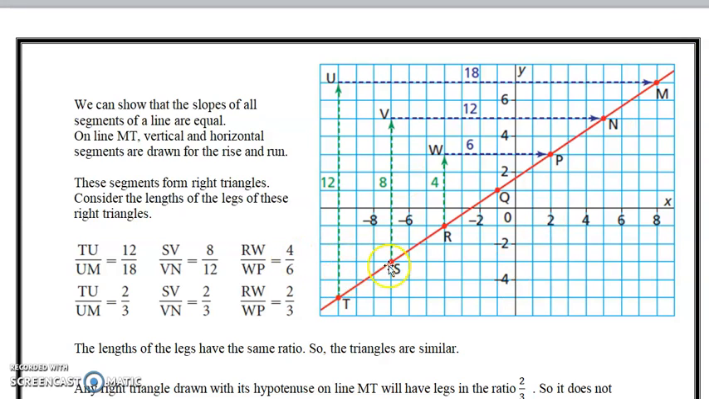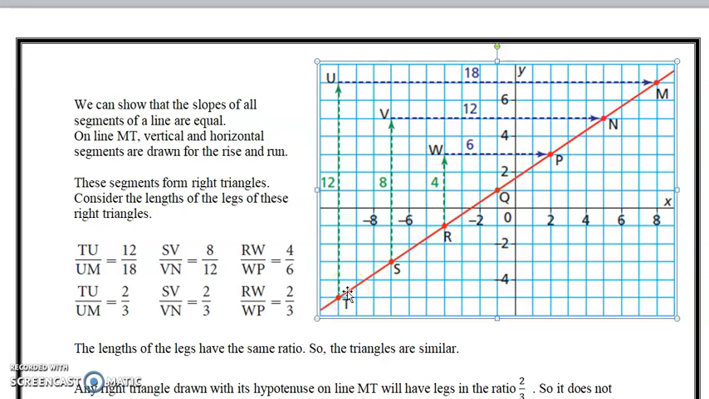So this goes back to the equivalent fractions we did in example 1. You'll see on this line there are a number of different points: M, N, P, Q, R, S, T. I have 3 slopes that I've found here, and they're all equivalent when you simplify the fractions. So TU over UM: I went from T up to U and U over to M, so I went up 12, right 18, which simplifies to 2/3. Look at S to R: I went up 8, right 12, again simplifies to 2/3. And W to P, I went up 4, right 6, again.